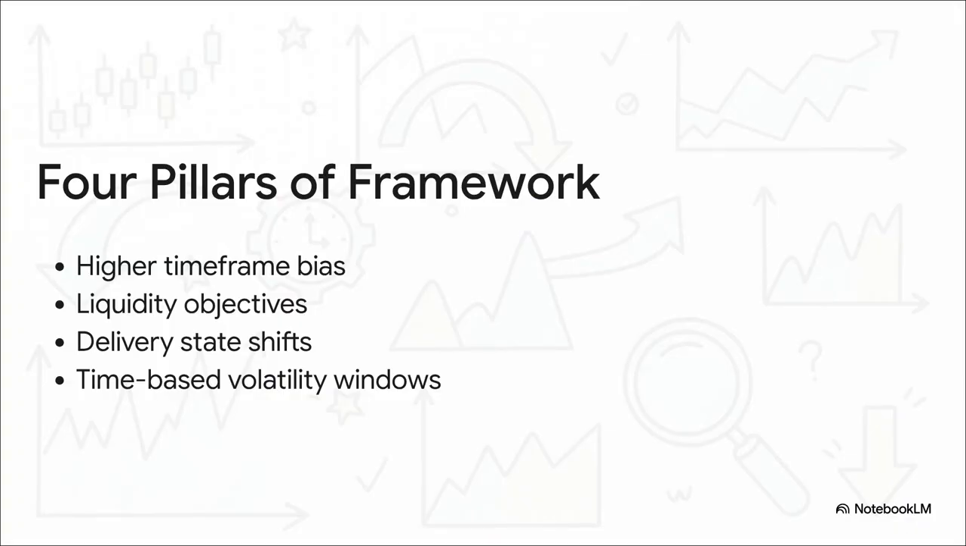Okay, so to make this happen, the entire framework is built on 4 pillars. You've got your higher time frame bias, that's your North Star, then liquidity objectives, that's your target, delivery state shifts, that's spotting the change in momentum, and finally, time-based volatility windows. We're going to break these down, but just know, these 4 things are the whole shebang.